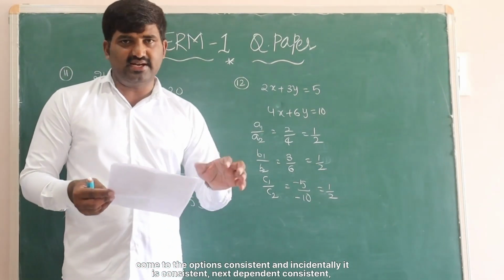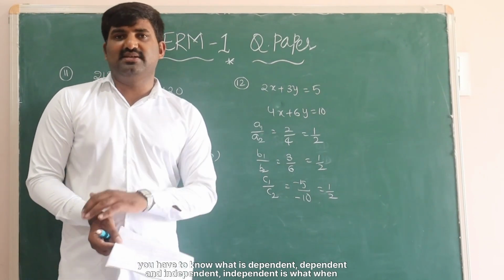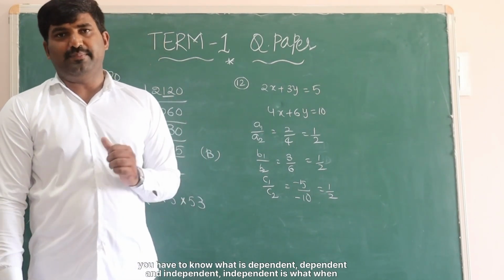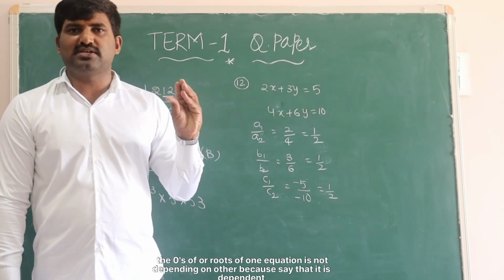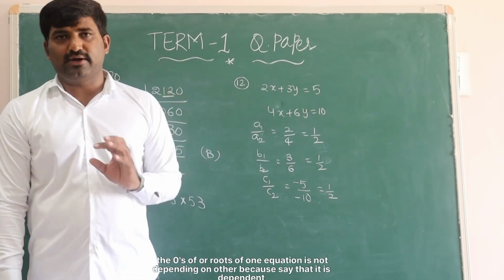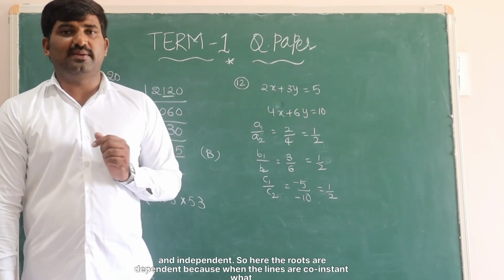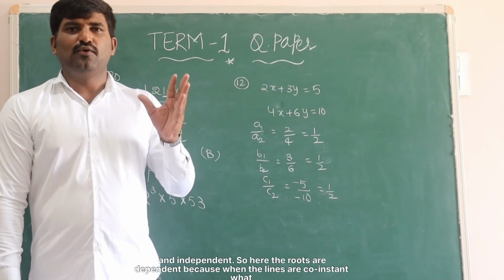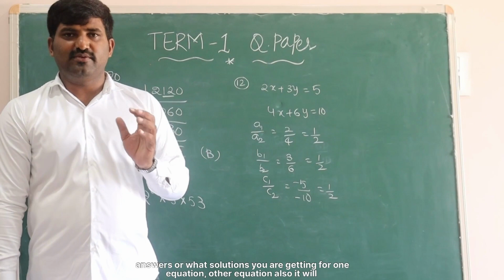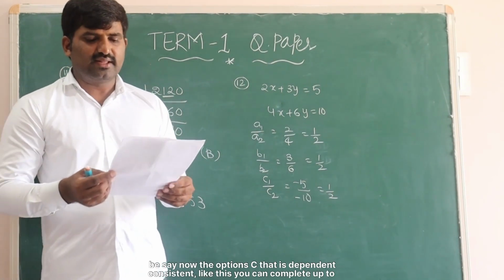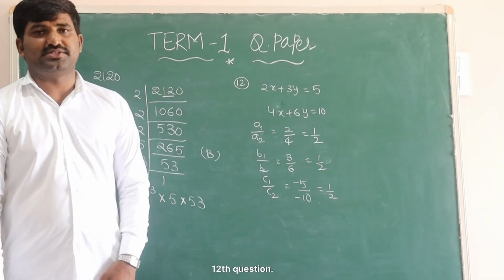Coming to the options, consistent and inconsistent, directly it is consistent. Next, dependent, consistent. You have to know what is dependent. Dependent and independent. Independent is what? When the roots of one equation do not depend on the other, we say it is independent. So here the roots are dependent because when the lines are coincident, whatever solutions you get for one equation, the other equation will also have the same. Now the option C, dependent, consistent. Like this you can complete up to the 12th question.